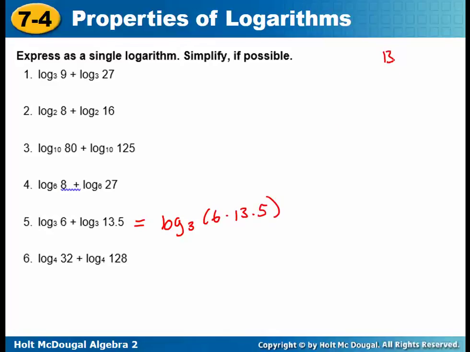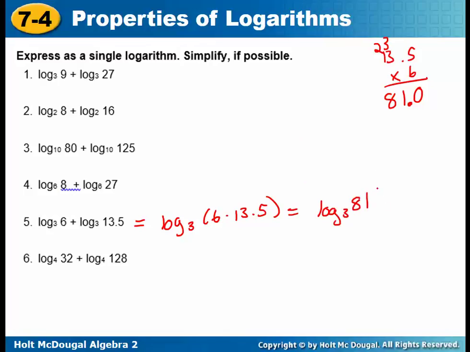So I need to multiply this. If you have a calculator handy, you can do that. Check my multiplication. 18 plus 3 is 19, 20, 21. 6 times 1 is 6, plus 2 more is 8. And I need to move over 1 decimal point. So 13.5 times 6 is 81. So this is log base 3 of 81.